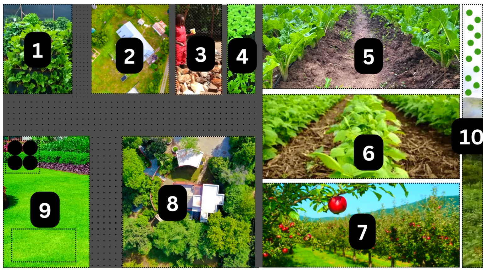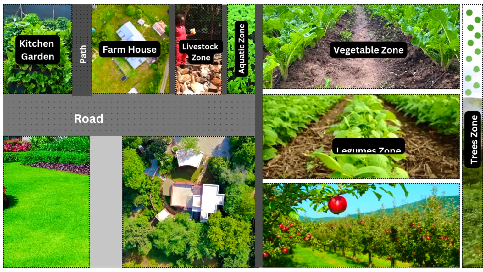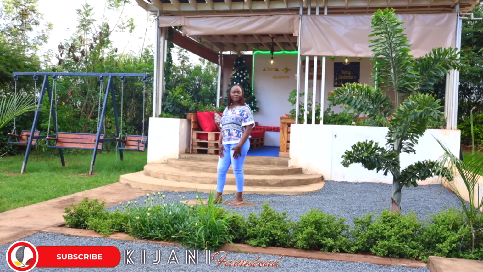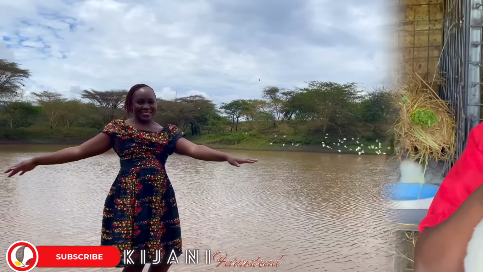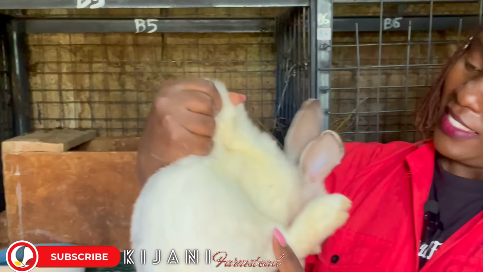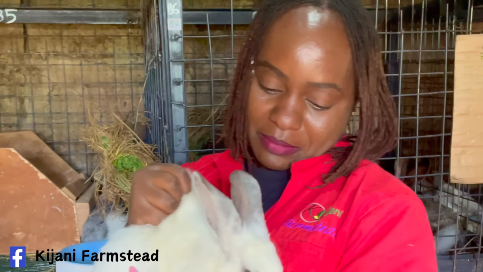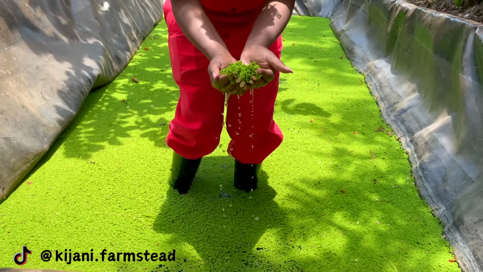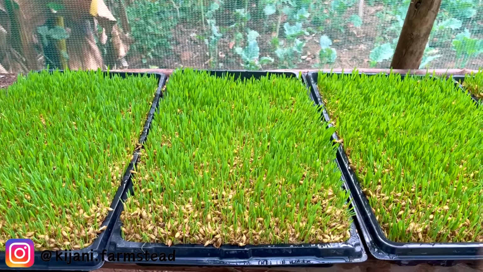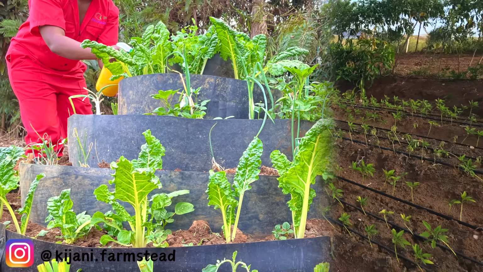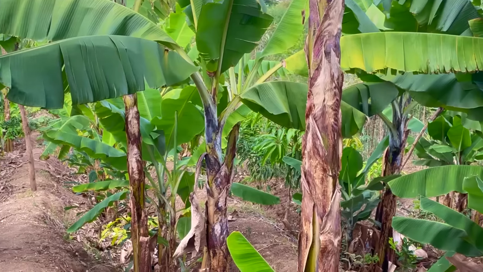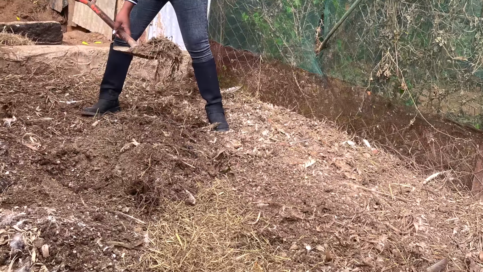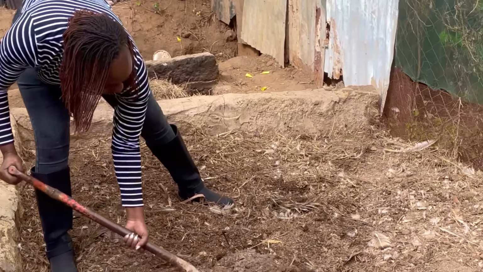At Kijani Farmstead, we have 10 strategic zones. We have the residential zone, recreational zone, water or power zone, the livestock zone, aquatic zone, kitchen garden, the main farm which has the orchard, wooden trees zone, and the composting and waste management zone. So let's get started.